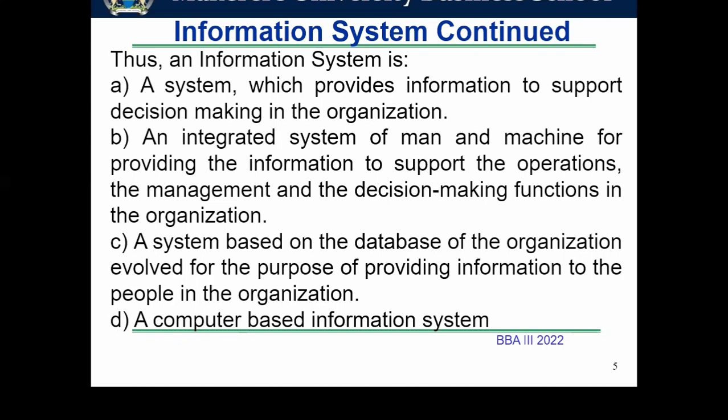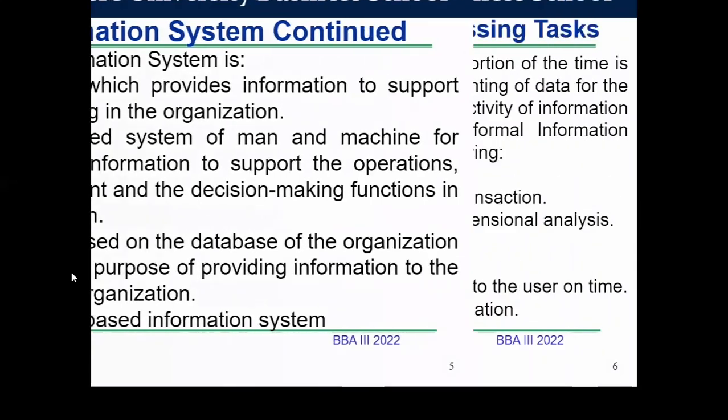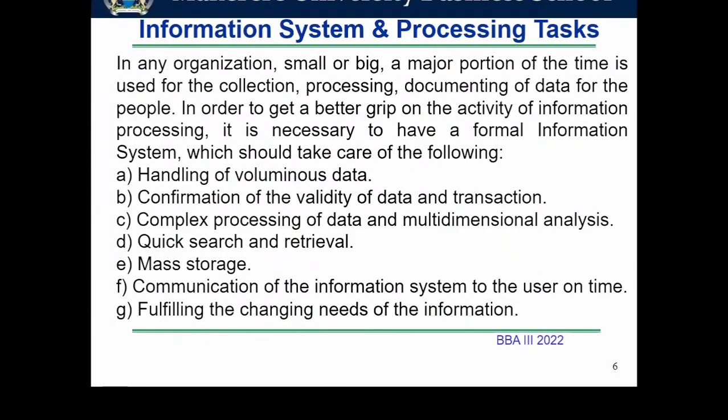The functions we talked about, accounting and finance, sales and marketing, and the other two. Then a system based on the database of the organization evolved for the purpose of providing information to the people in the organization. And the other thing we can look at from that point is what we call a computer-based information system, where for all the things we've looked at, we add the computing abilities to every other thing. Okay. Then we have information.